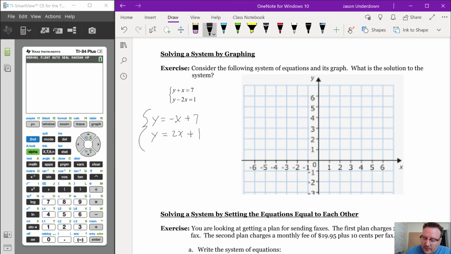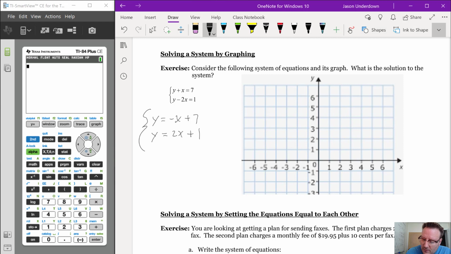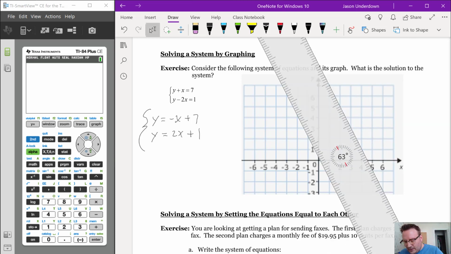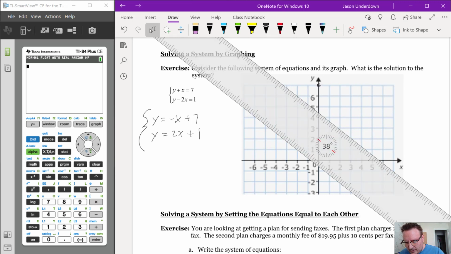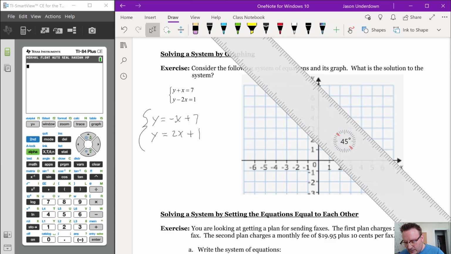So let's do that. There we go. So the first equation is a line with a slope of -1 and a y-intercept of 7. So the y-intercept would be right here. There's 7. And we want a line with a slope of -1. That's going to be a 45-degree angle, but there we go.